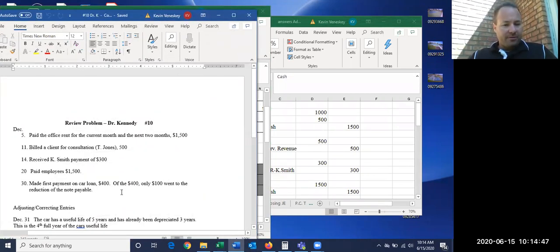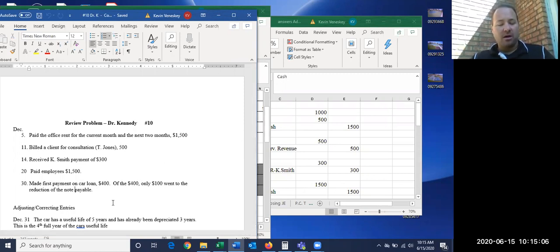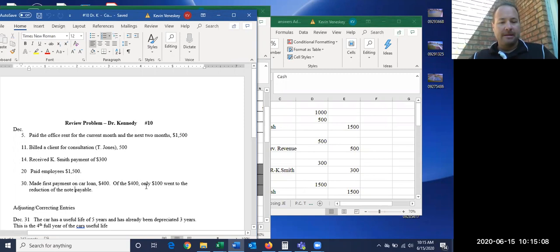Now on the 30th, we make a payment on our car, $400, and of that $400, only $100 went to the reduction of the note. That's not very good. That means $300, if you've ever made payments on anything like student loans, cars, a home, if you have a mortgage, most of the money that you pay goes to interest. So we need to show this.